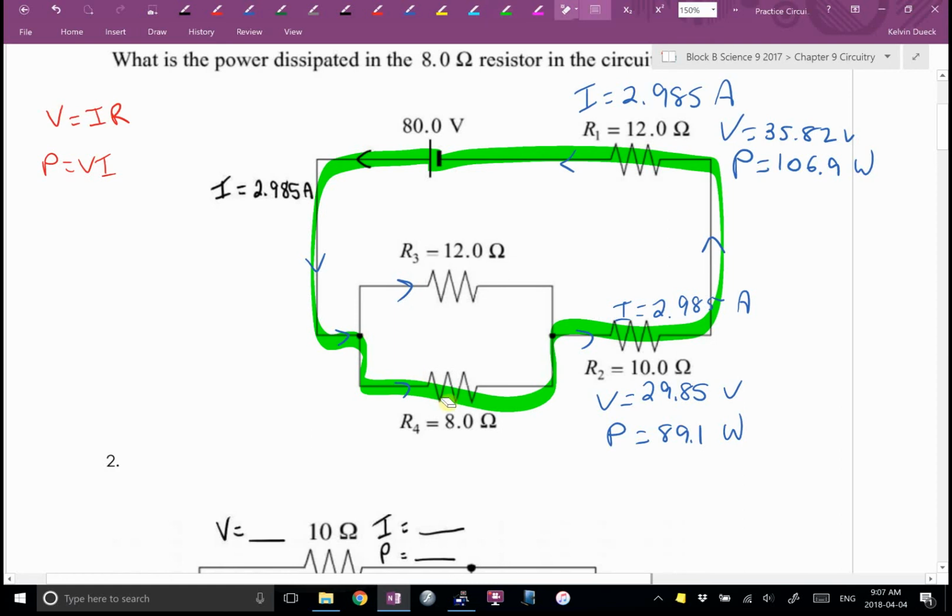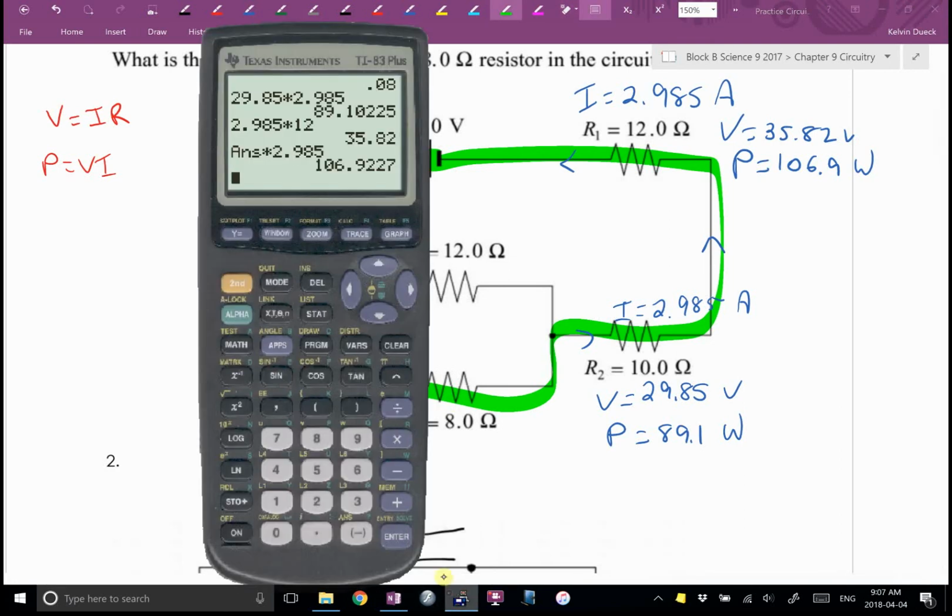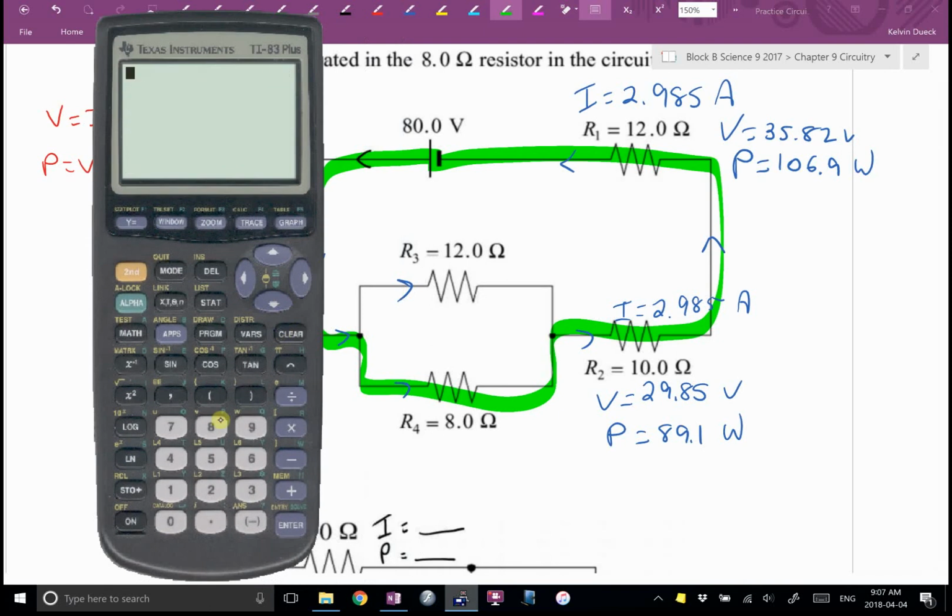I think to figure out this one, on your calculator type in 80, and then you minus this voltage, 29.85, and then you minus this second resistor voltage of 35.82, and hit equals. What'd you get? Oh, I just went wrong. Do it again.